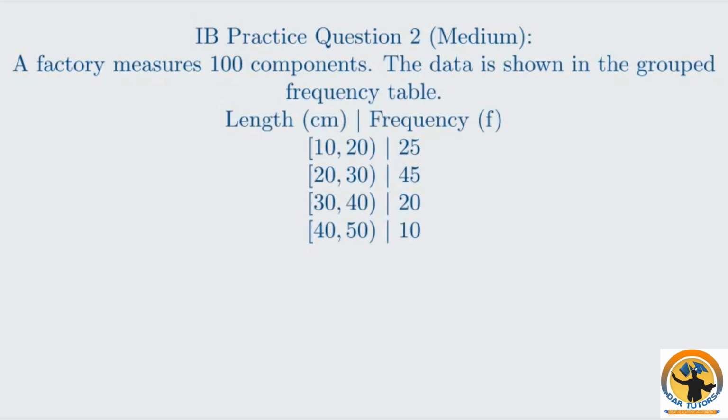Let's move on to the second question, an IB-style problem on grouped data. A factory measures 100 components. The data is grouped into a frequency table. We need to estimate the mean length and the interquartile range.